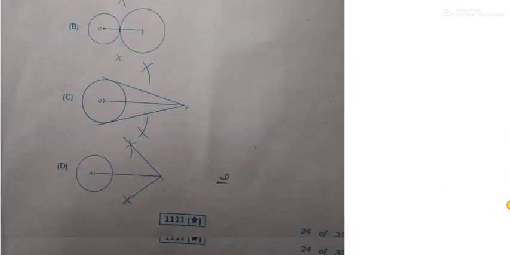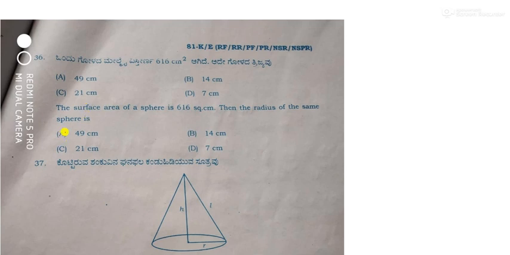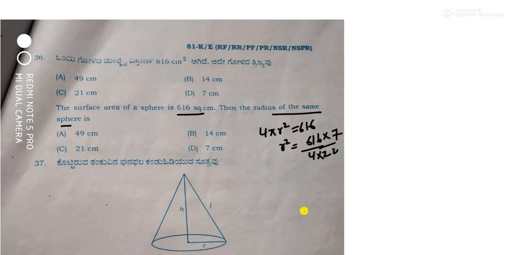Okay, moving to our next question, 36. The surface area of a sphere is this much. The radius of the same sphere is how much? Surface area is 4 pi r square, which is equal to 616. Now they have asked the radius. So what will be the radius? Since they have not given the pi value, we will substitute it here. It becomes 616 divided by 4 pi. Pi is 22 by 7. So this becomes like this.